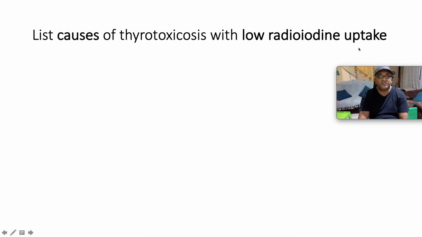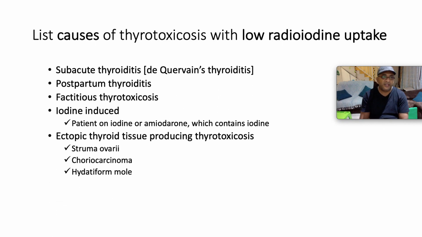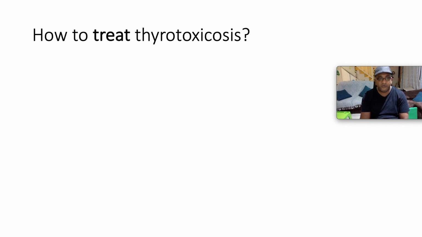Alrighty. List causes of thyrotoxicosis with a low radioiodine uptake. So that has to do with thyroiditis, be it subacute, be it postpartum, be it factitious thyrotoxicosis. It can be iodine induced in that the patient is on iodine or amiodarone, which contains iodine, or it could be an ectopic thyroid tissue producing the excess thyroid hormone in the way of struma ovarii, choriocarcinoma, or hydatidiform mole.